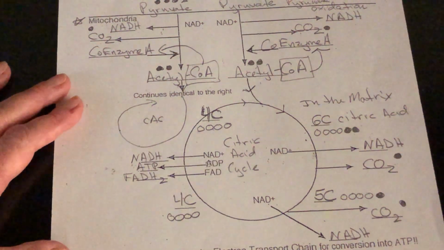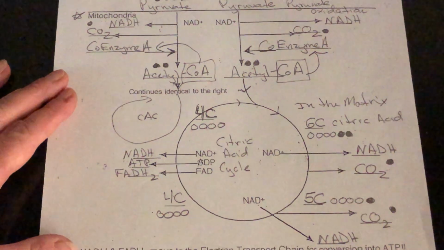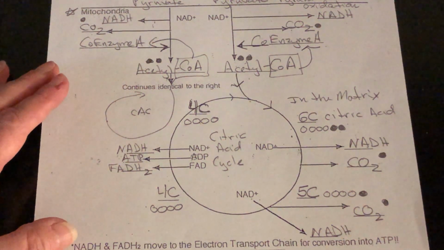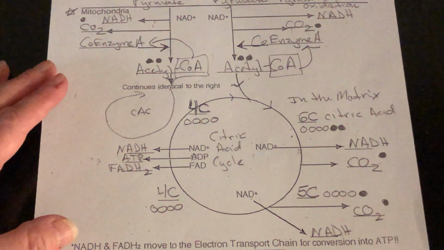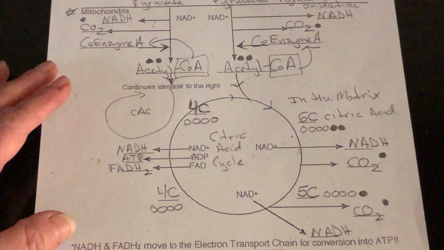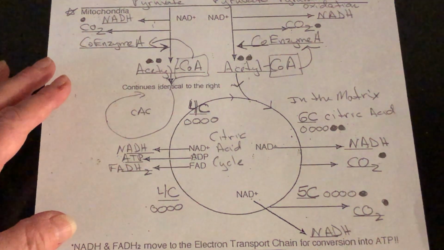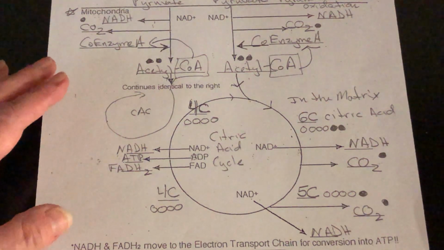FADH2, which is very, very similar to NAD. It's just a carrier. It's a hydrogen and electron carrier, but it carries 2 hydrogens and 2 electrons, whereas NAD carries 2 electrons and 1 hydrogen.